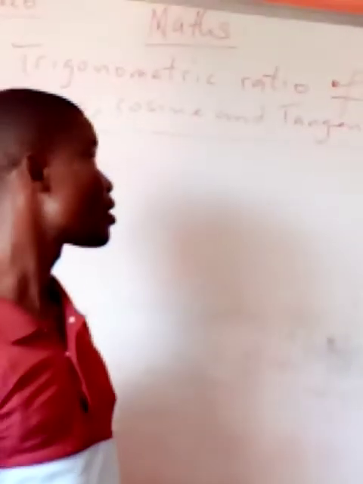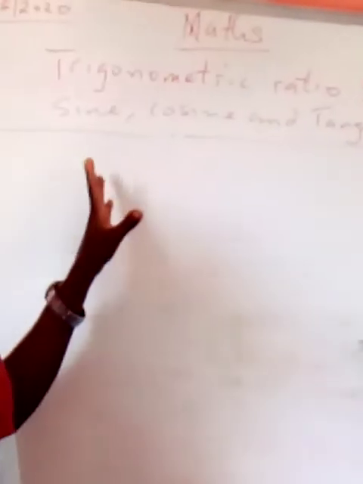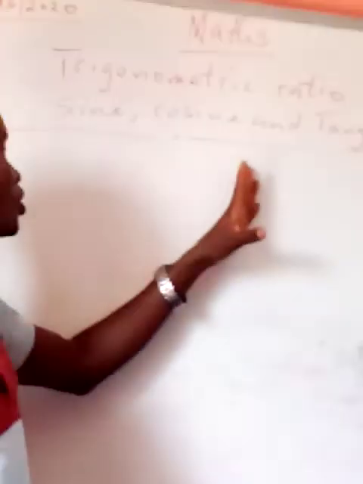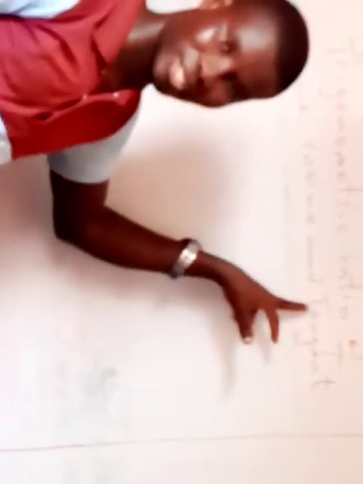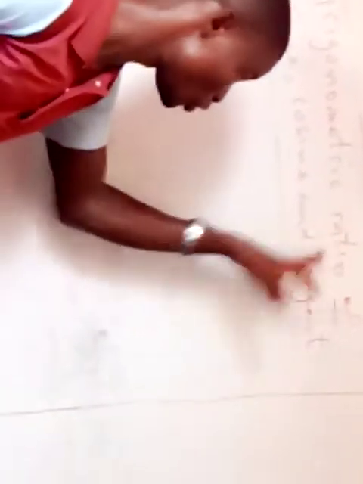So today we'll be looking at the topic called trigonometric ratio of sine, cosine, and tangents. Trigonometric ratio of sine, cosine, and tangents. Now, let's start from ratio.